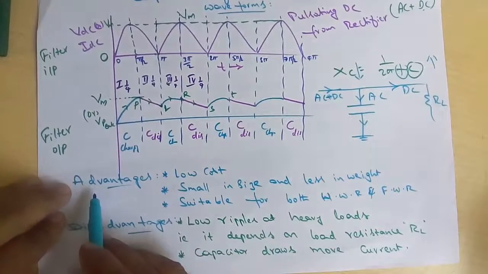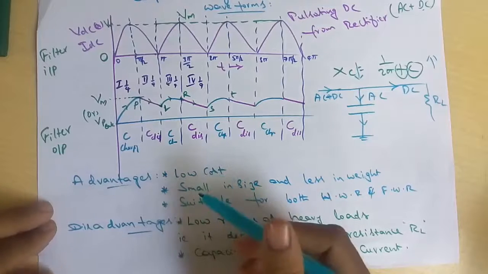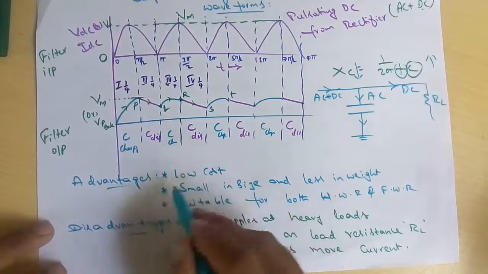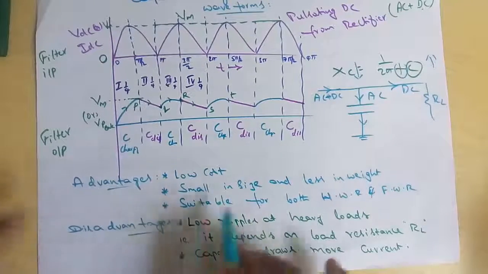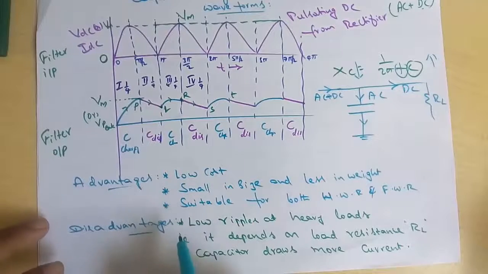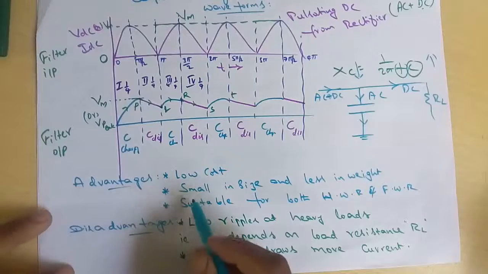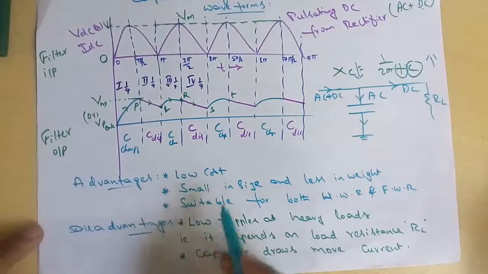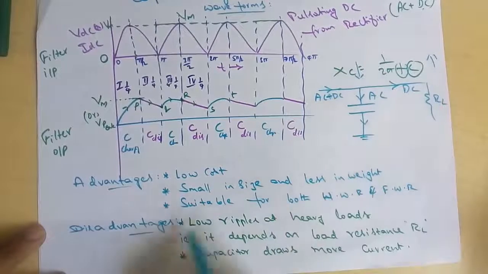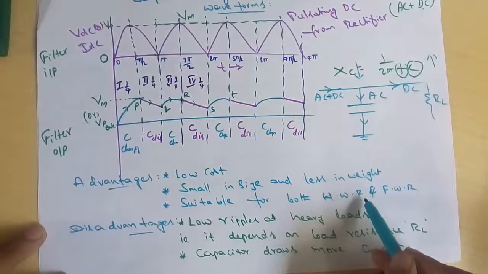Next, the advantages. Only a single capacitor is used, so it is very low cost, maybe 1 rupee or 2 rupees, below 10 rupees. It can be prepared very easily, and it is the simplest and smallest circuit, occupying less space, and it is rugged. It is small in size, less in weight, and suitable for both half wave rectifier as well as full wave rectifier.